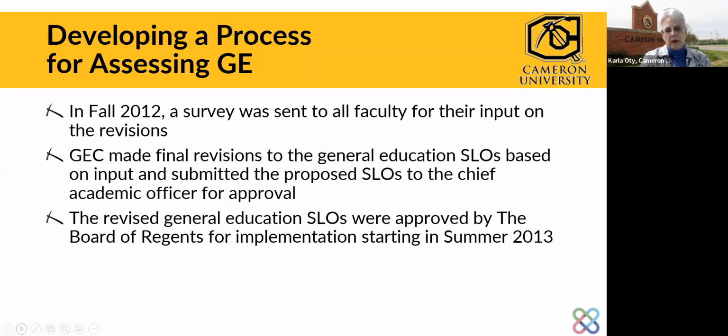And then we revised our general education. As part of that process, we put our 8 student learning outcomes, and it was sent to the Board of Regents. It was approved, and we started implementation in the summer of 2013. So if you think about that, we started in spring 2011 and got them approved by summer 2013. So at least for our campus, it was a long process to change those SLOs.